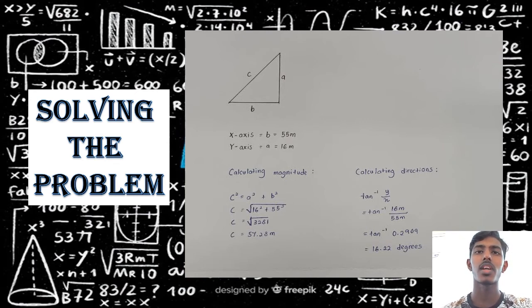Next, we are going to calculate the direction. For direction, we use the trigonometry method. Tan inverse of y over x, which is tan inverse of 16 meter over 55 meter, equals tan inverse of 0.2909. So the direction equals 16.22 degrees.